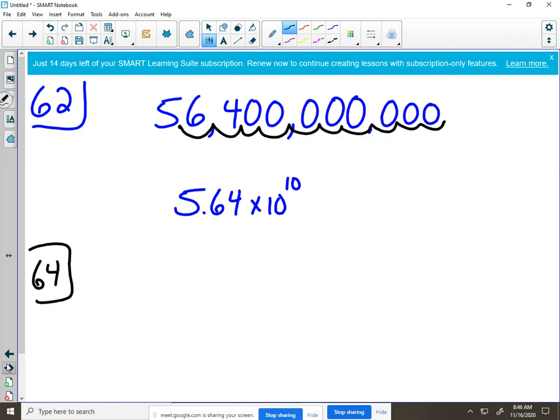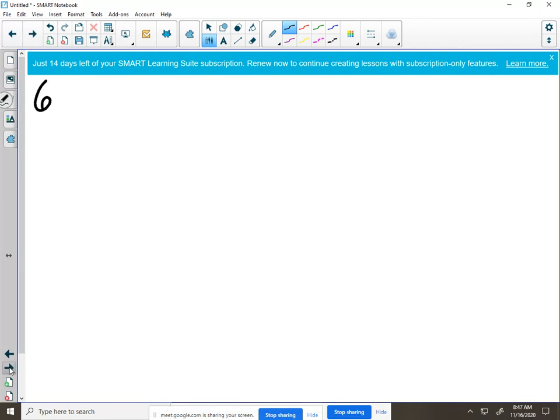It says find the 2 square roots of each number, 16. So the 2 square roots of 16 are? 4. One's 4. The other one's negative 4, right? Because negative 4 times negative 4 is 16. All right, Carson, 66.